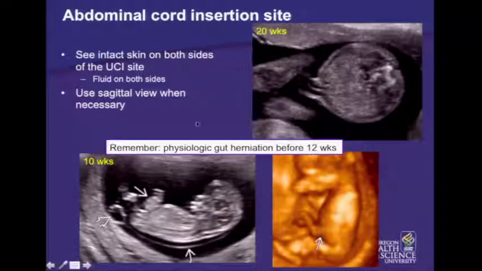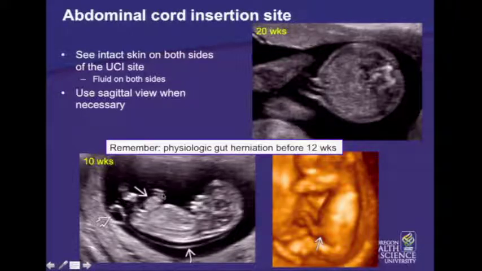The abdominal cord insertion site is yet another standard view. It's an axial view showing the cord coming in and intact skin on both sides of the umbilical cord insertion site. We would want to use the sagittal view when necessary if there's any concern about something being wrong at this site. And remember, physiologic gut herniation is normal before 12 weeks.